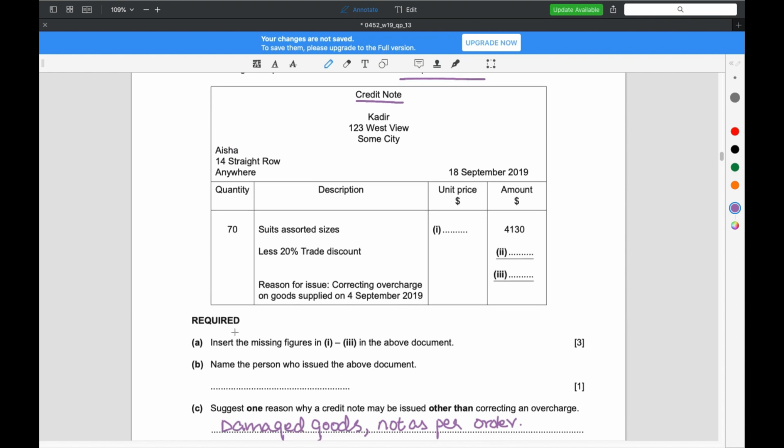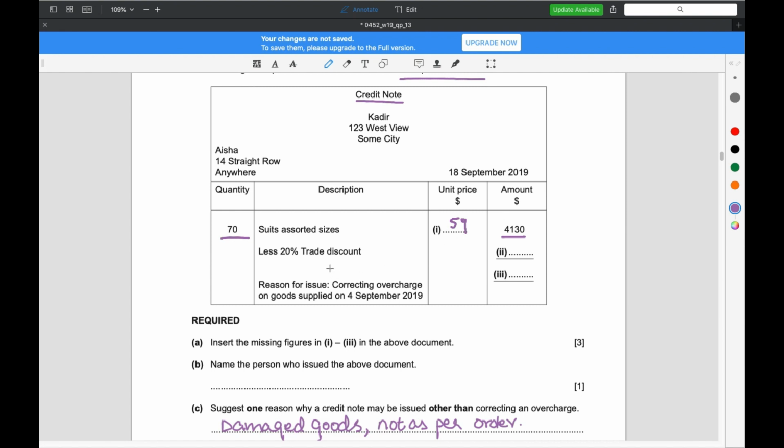All right, so in part A, he says insert the missing figures in part 1 to 3 in the above document. Okay. So he's asking for the unit price, he's given you the total, and he's given you the quantity on the left here. So all you need to do is divide 4130 by 70 and you get the answer, which is 59. Okay, $59.